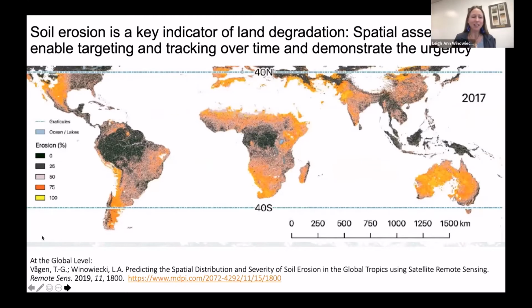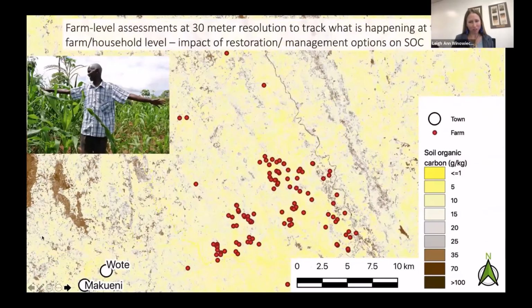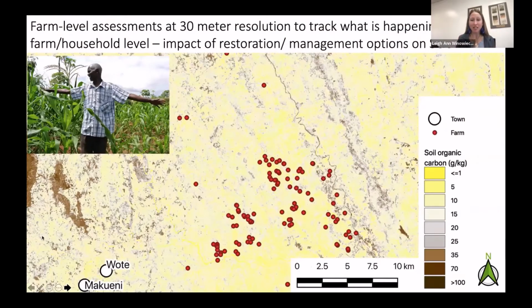But let's not forget, it's all about working with the farmers. So having this massive data set also allows us to conduct farm level assessments. And this is something that we've been working on in WLE, where over 2,500 households in Eastern Kenya are implementing restoration activities on the farm. And we have been looking at how these activities are actually changing soil organic carbon at the household and farm level. The red dots indicate households, and this is David Kavete in Eastern Kenya, showing his productivity.